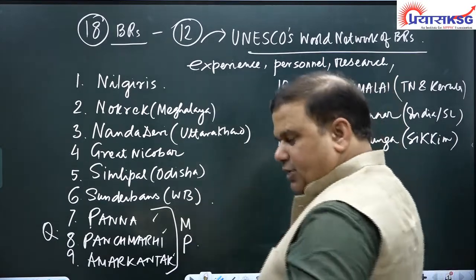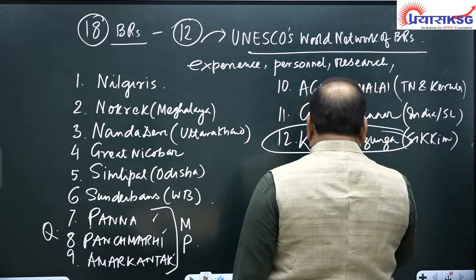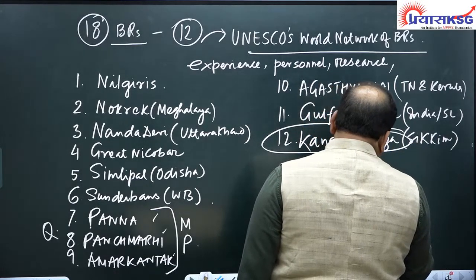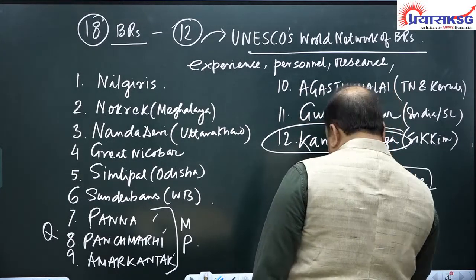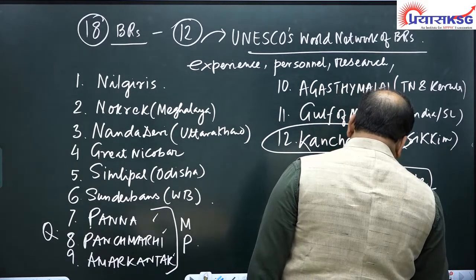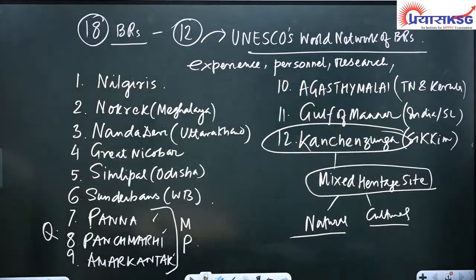ठीक है, एक चीज और याद रखो, कंचनजंगा को कहते हैं has been declared as a mixed heritage site by UNESCO. And a mixed heritage site means what? Natural significance, but also cultural significance. Write down Kanchenjunga has been declared as mixed heritage site by UNESCO.